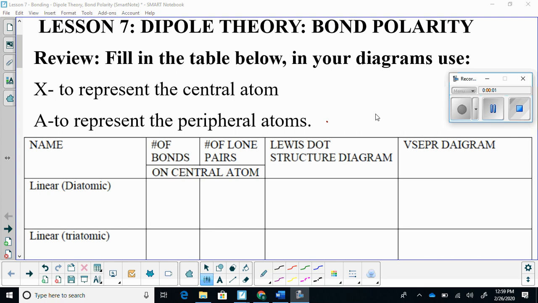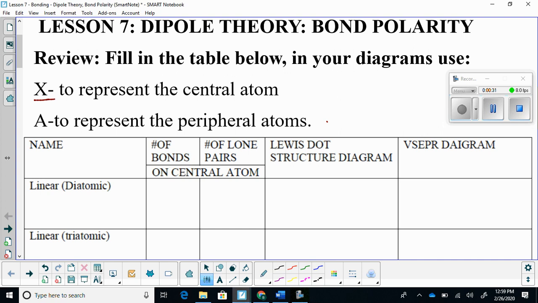We're going to be taking a look at dipole theory and bond polarity, okay? So we're going to use this table to fill in the VSEPR shapes. This is going to review our VSEPR shapes. I'm going to draw different variations of our Lewis dot structure diagrams just so that you can see different orientations and different ways that we bond or double bond will still result in the same VSEPR shape.